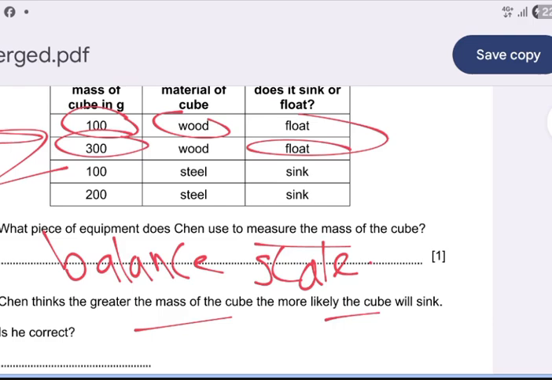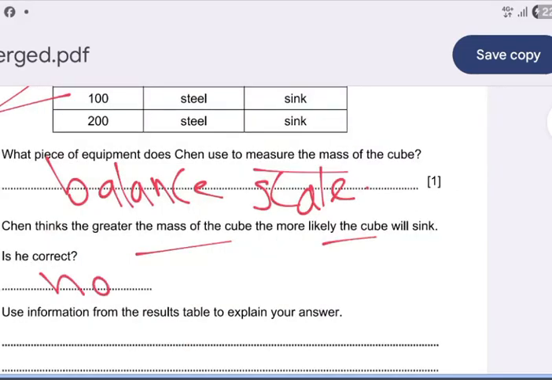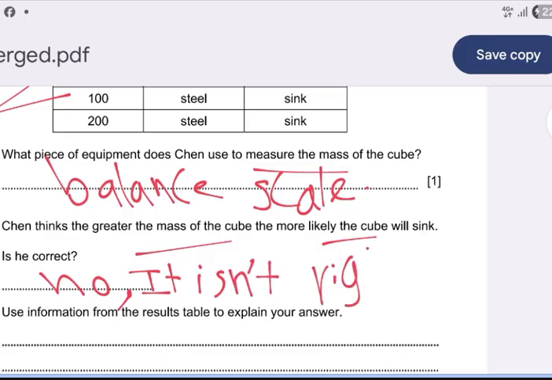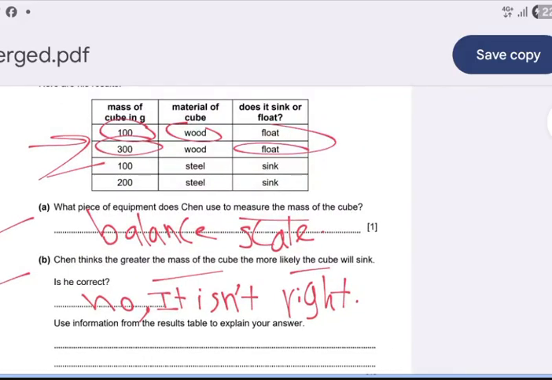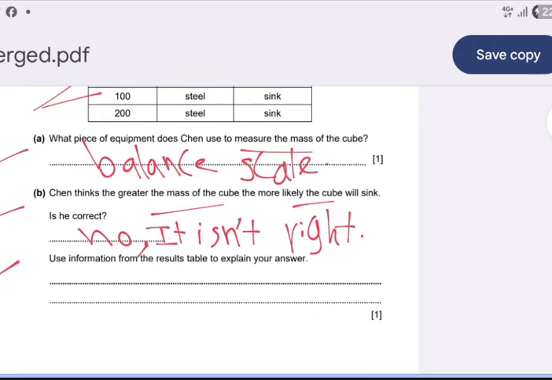He increased the mass of the wood, but it doesn't sink. So he was wrong. No, it's not right. Why is that? You can complete the answer: he increased the mass of the wood and it floats also. So use the table to explain.